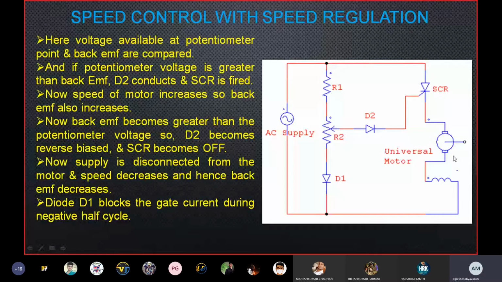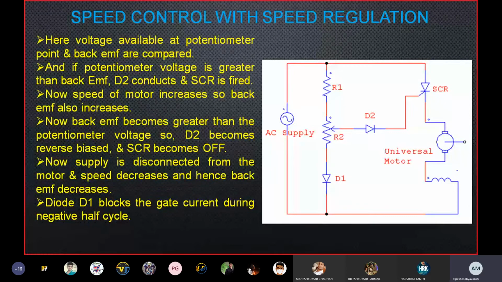Now as the back EMF of the motor is greater than the potentiometer terminal voltage, this D2 diode becomes reverse biased. As soon as D2 becomes reverse biased, the gate pulses are not given to the SCR and the SCR becomes off. That means supply is disconnected from the motor, it becomes open circuited. So the supply is disconnected from the motor.